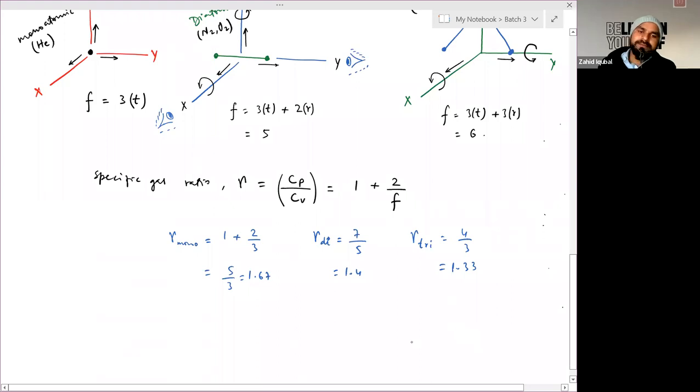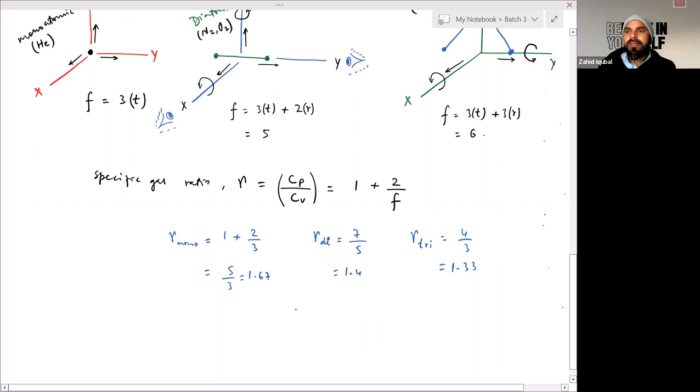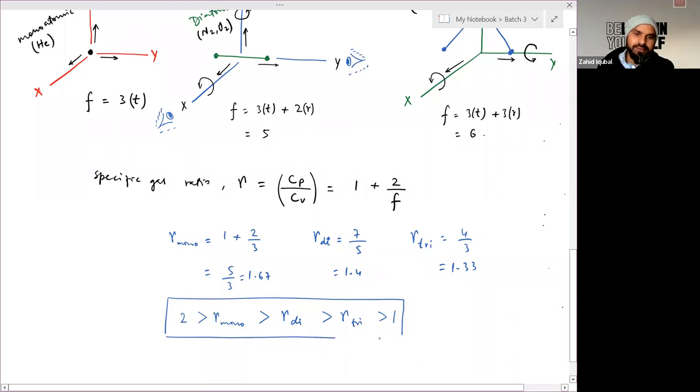Atif, is it clear? Yes. And all are greater than 1, but less than 2. So gamma for monoatomic will be maximum, then diatomic, then triatomic, but it will always be less than 2 and greater than 1. So the range of gamma lies between these two values.